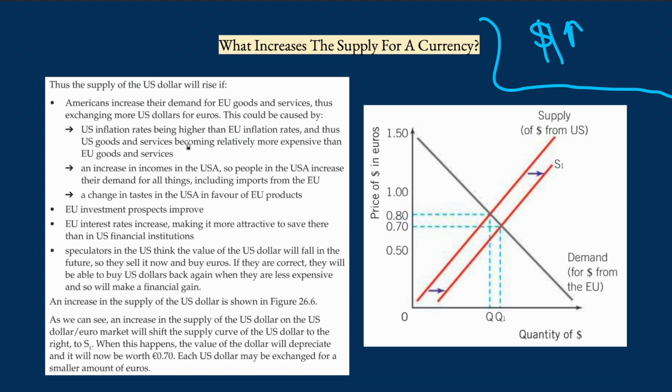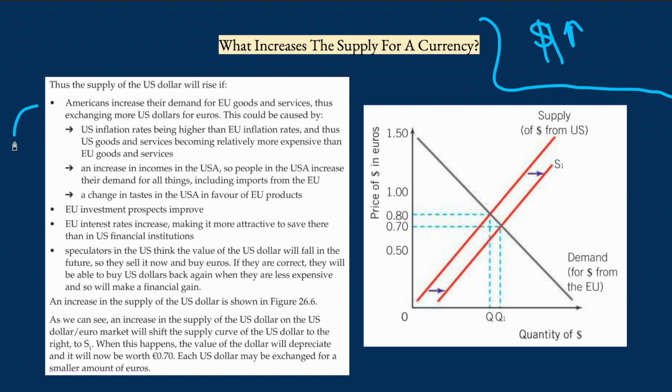And this could be caused by three different reasons. Number one, US inflation rates being higher than the EU inflation rates, and thus US goods and services becoming relatively more expensive than EU goods and services. An increase in incomes in the US, so people in the US increase their demand of all things, which includes imports from the EU. A change in taste in the USA in favor of EU products.